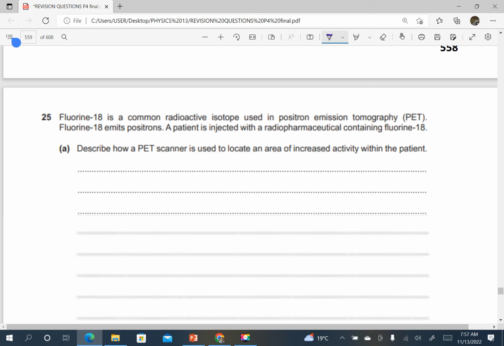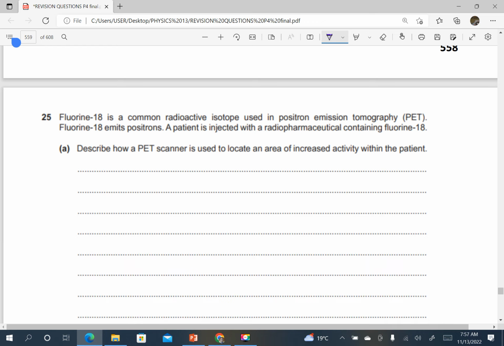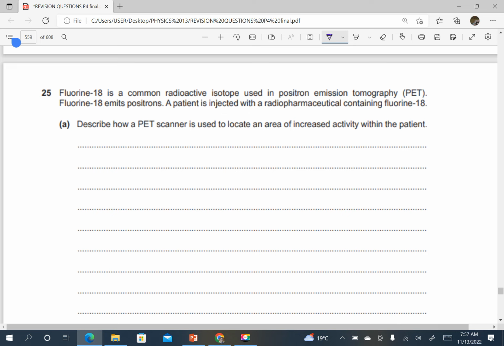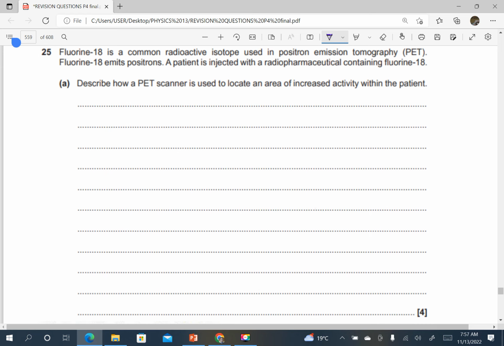Fluorine 18 is a common radioactive isotope used in positron emission tomography. Fluorine 18 emits positrons. A patient is injected with a radiopharmaceutical containing fluorine 18. Describe how a PET scanner is used to locate an area of increased activity within the patient. We have also answered this question. It is the same as PET scanning. That is on page 554. You can still revisit that.